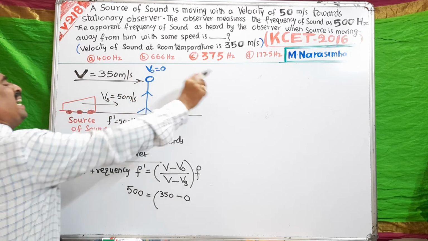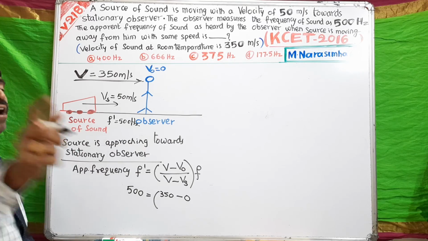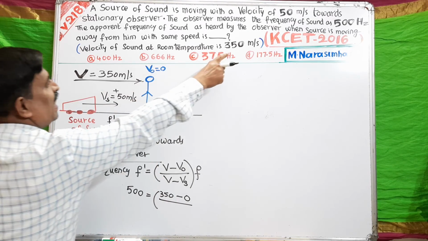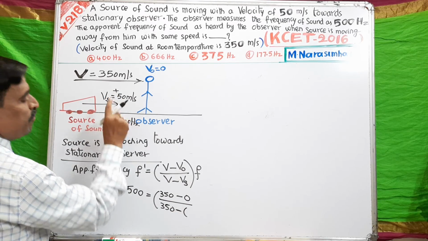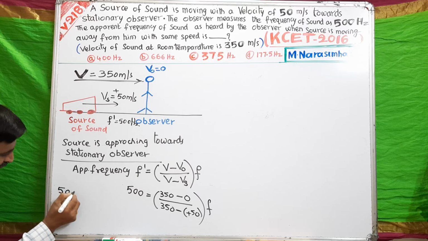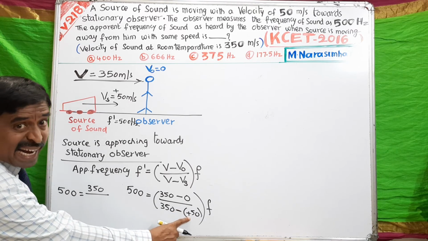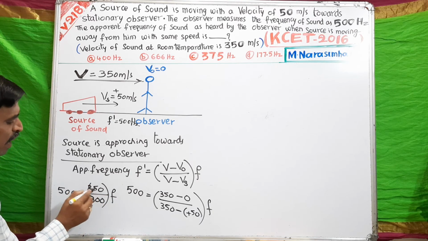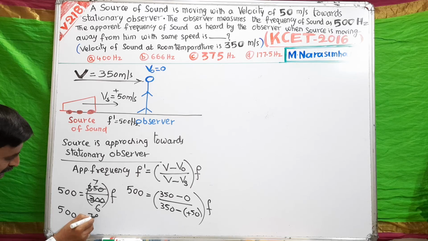Sound is traveling to the right side. Source of sound is traveling to the right side. Both are in the same direction. According to sign convention, Vs is positive. So the velocity of sound 350 minus velocity of source, which is plus 50. 500 is equal to 350 divided by 350 minus 50, that is 300, into f. Now 50 is 7 times, 300 is 6 times. So 500 is equal to 7f by 6.